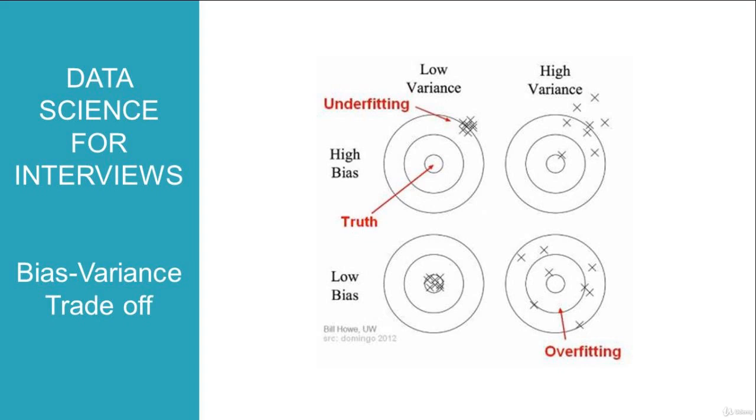In this diagram, the center of the target is a model that perfectly predicts the correct values. As we move away from this bullseye, our predictions get worse and worse, and we can repeat the process of model building to get separate hits on the target.